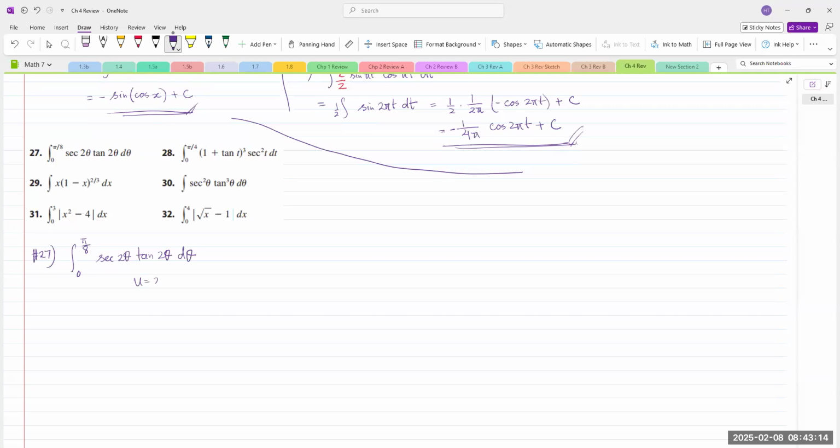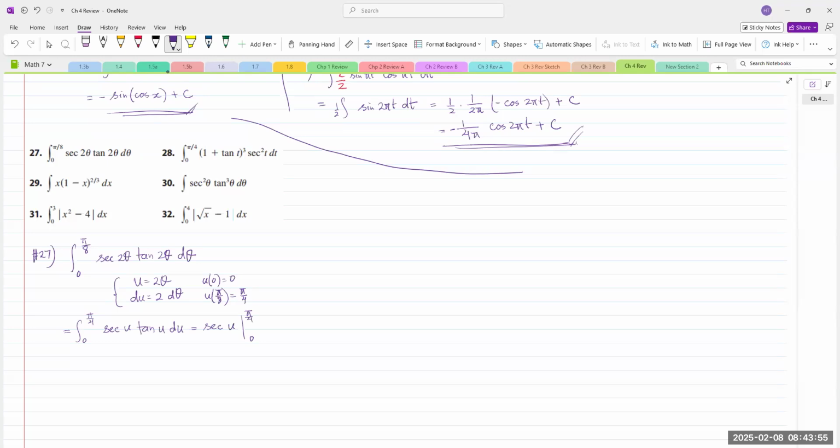So let u equal 2 theta, so du equals 2 d theta. Now u at 0 is 0. Oops, I tried to do it too fast. U at 0 is 0, and u at pi over 8 is pi over 4. Now that integral becomes integral from 0 to pi over 4 secant u tangent u du, which is secant u from 0 to pi over 4.